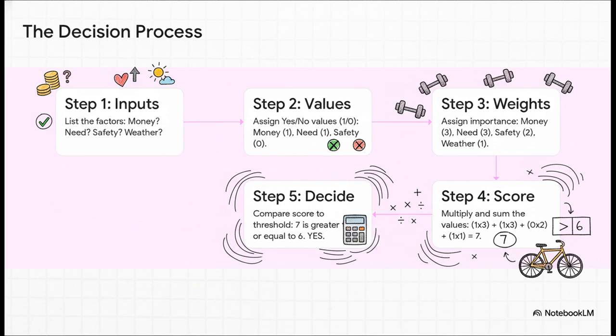Step 4, we just do some simple math. Multiply each value by its weight, add them all up, and we get a total score of 7. And finally, step 5, the decision. We all have a kind of mental threshold, right? Let's say ours is 6. Well, our score of 7 is bigger than 6, so the answer is yes, we're buying the bike.